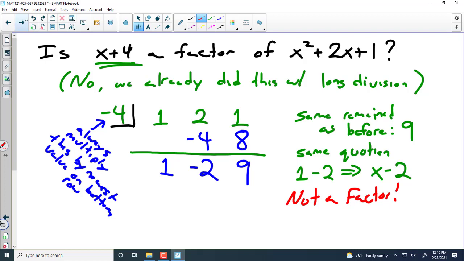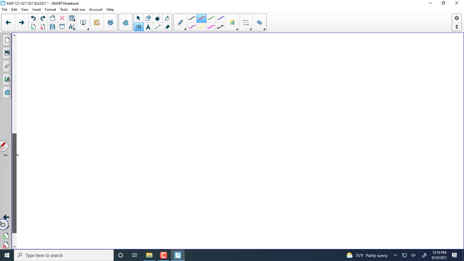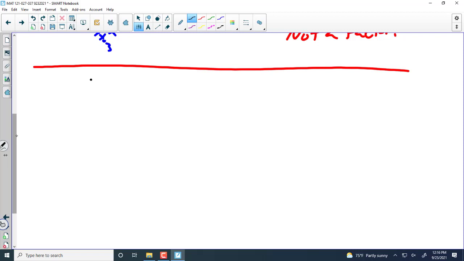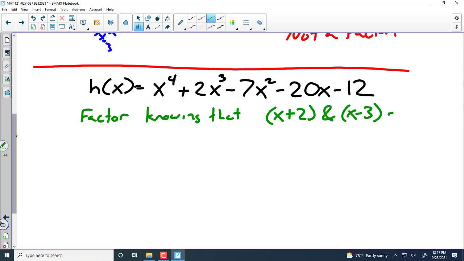So class, if I may here in the last 4 minutes, let me show you something. H of x equals x to the 4th plus 2x to the 3rd minus 7x squared minus 20x minus 12. Factor, knowing that x plus 2 and x minus 3 are factors.